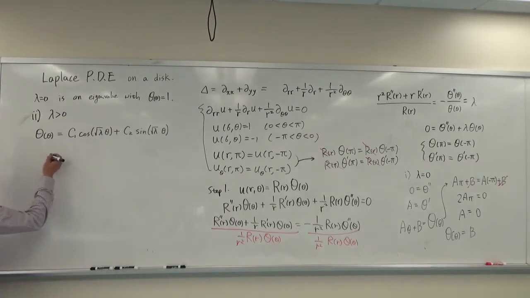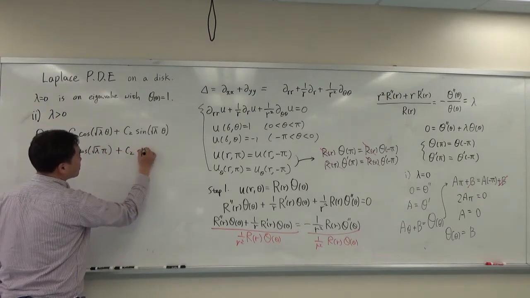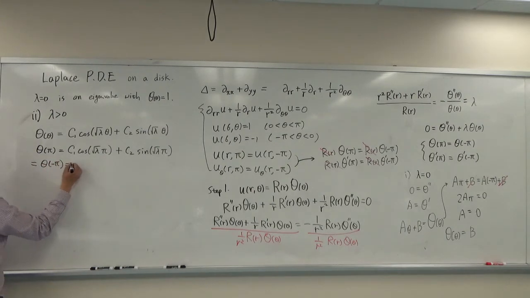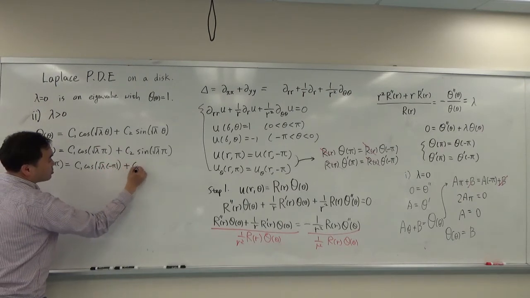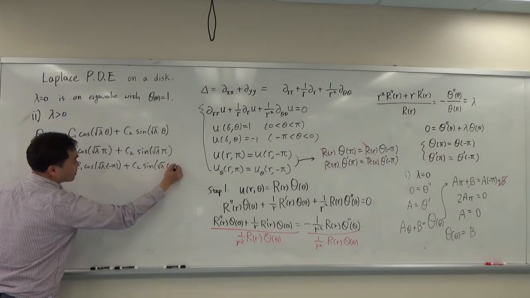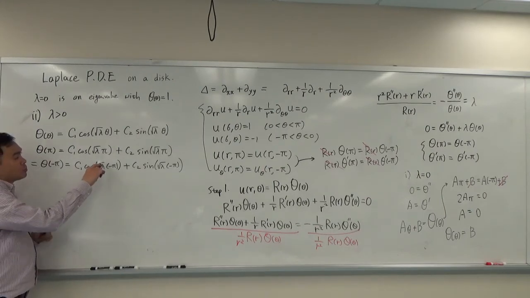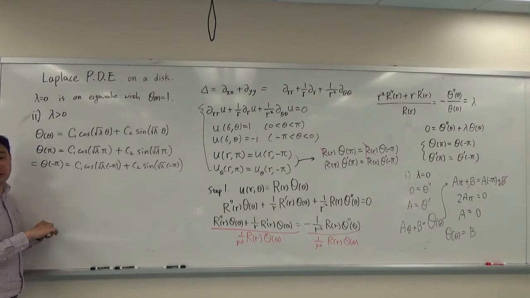And then we plug in theta of pi, which is C1 cosine of square root of lambda pi plus C2 sine square root of lambda pi. And that has to equal theta of negative pi, right? So that's C1 cosine of square root of lambda negative pi plus C2 sine square root of lambda negative pi. Now, one of these is the same, the other is the negative of each other. Which one? Which one's the same and which one's the opposite?